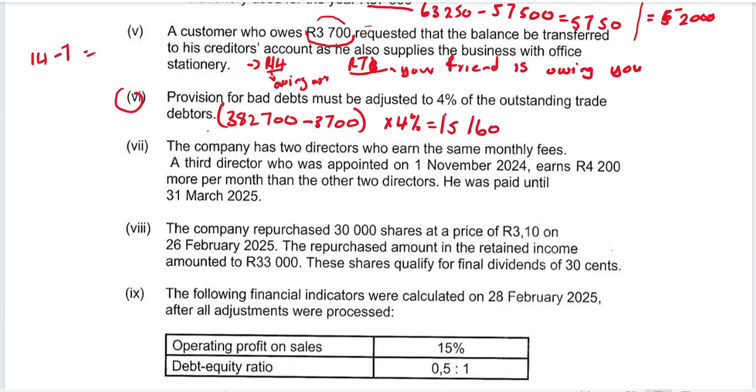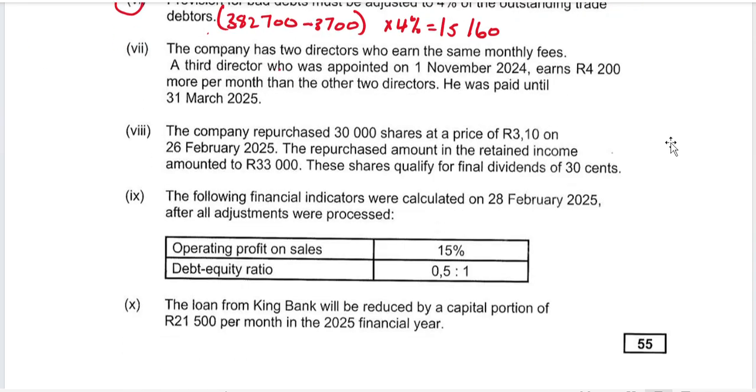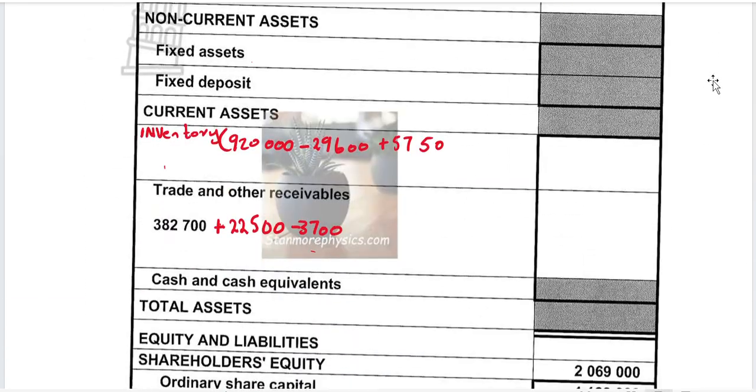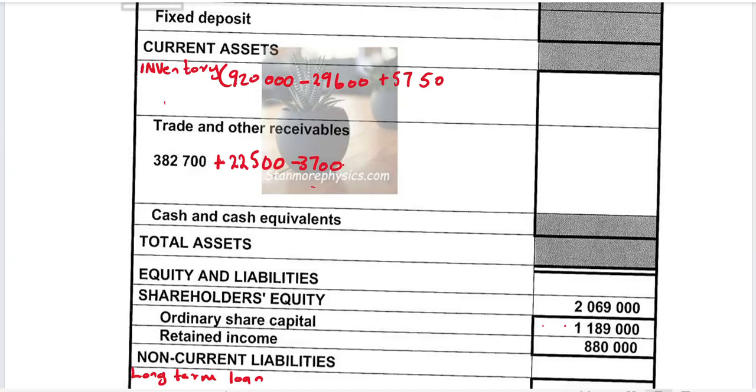We know that the provision for bad debt is always subtracted on our trade and other receivable, or on our debtors control, to get our net trade debtors. Let's go and subtract it on the trade and other receivable, 15,160. We come and subtract it here, 15,160. Do you get me?